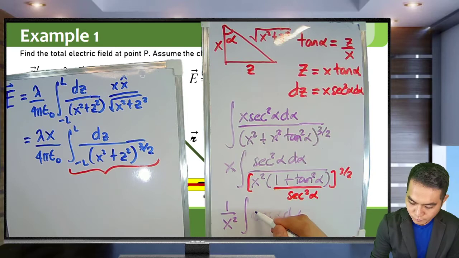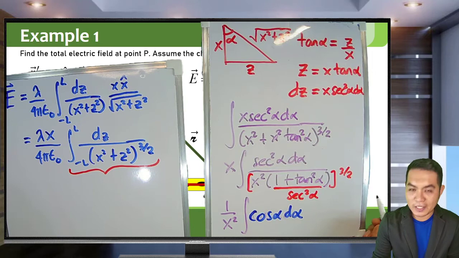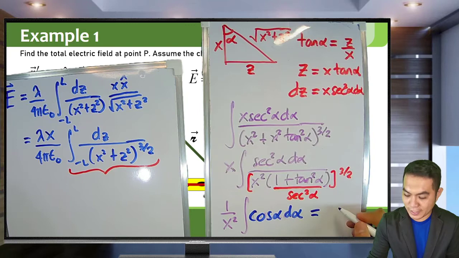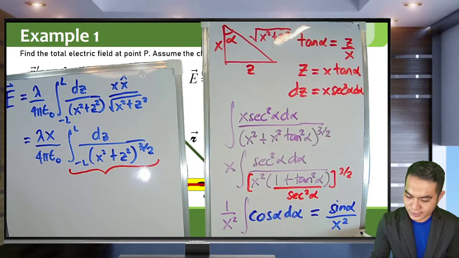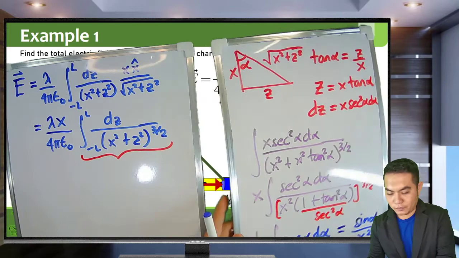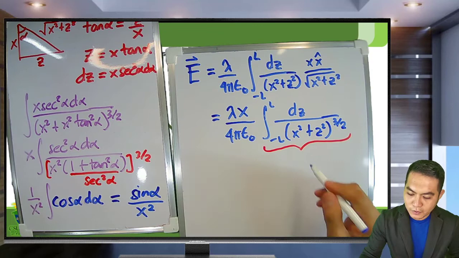So our integral simplifies to cosine alpha d alpha, wherein its integral, the integral of cosine alpha d alpha, is just sine alpha. So we'll have sine alpha and then 1 over x squared. So essentially this integral here is just equivalent to sine alpha over x squared.